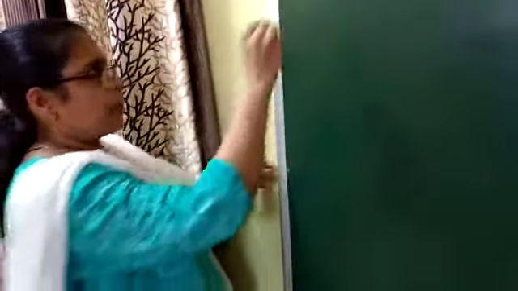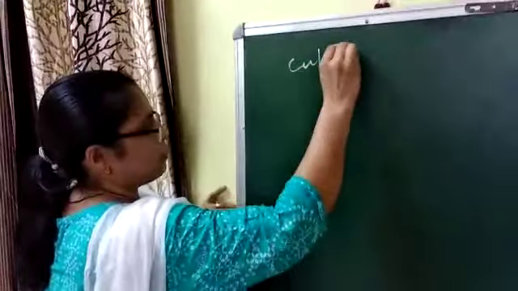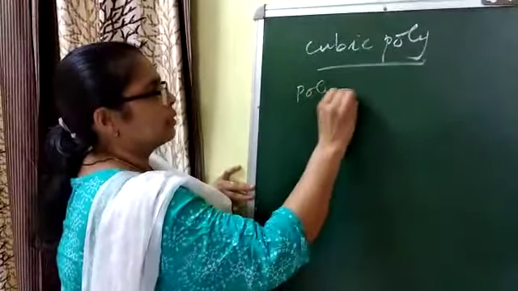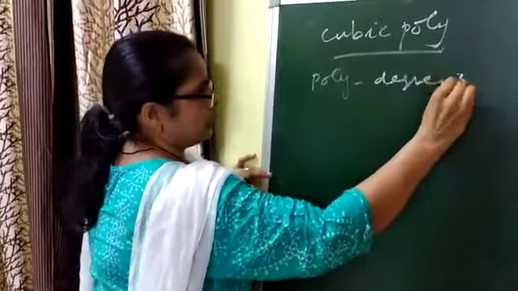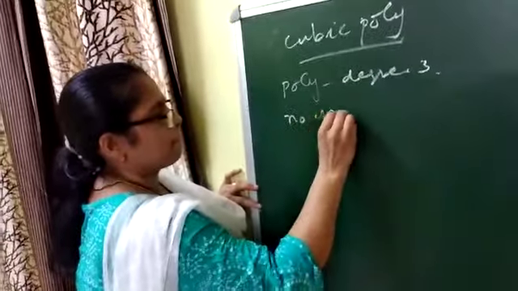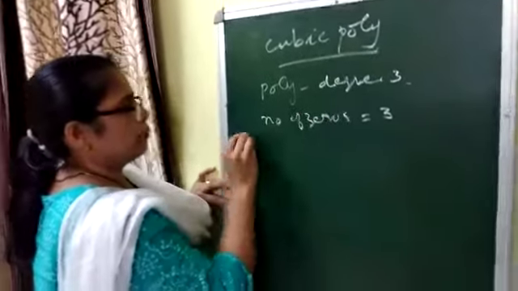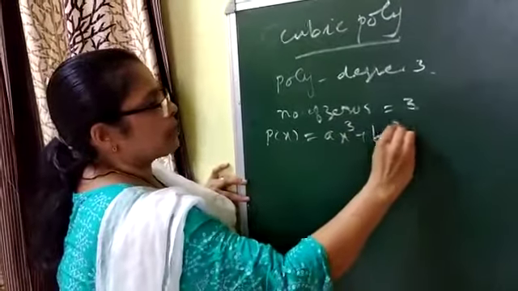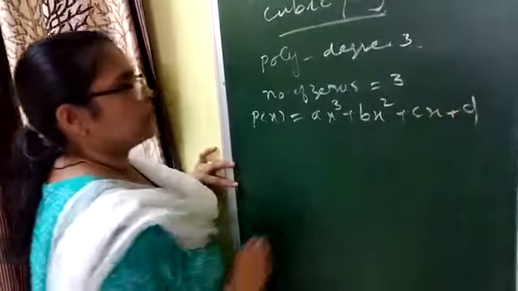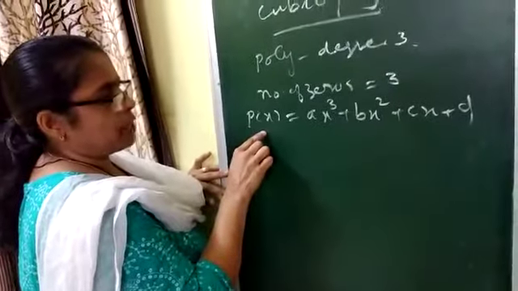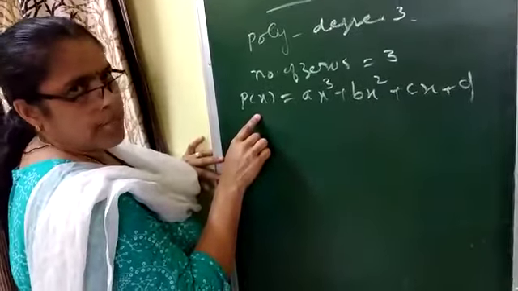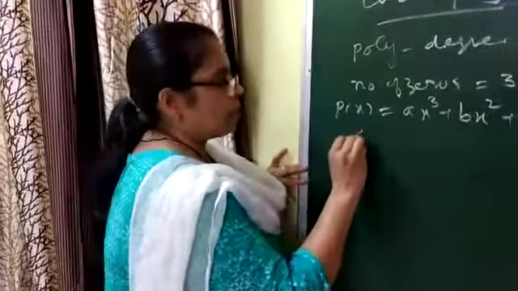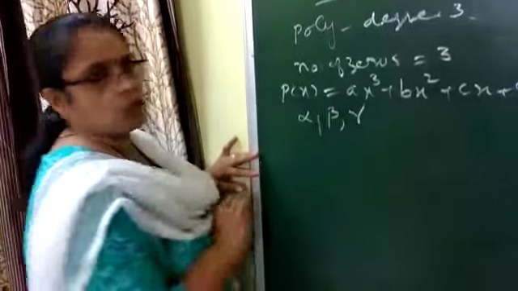And next one is the cubic polynomial. Cubic polynomial, I just explained, is a polynomial of degree 3. Now the number of zeros is equal to 3. Standard form is P(x) = ax³ + bx² + cx + d. And like in the quadratic polynomial, we assumed the zeros as alpha beta, here we will assume alpha, beta, gamma.